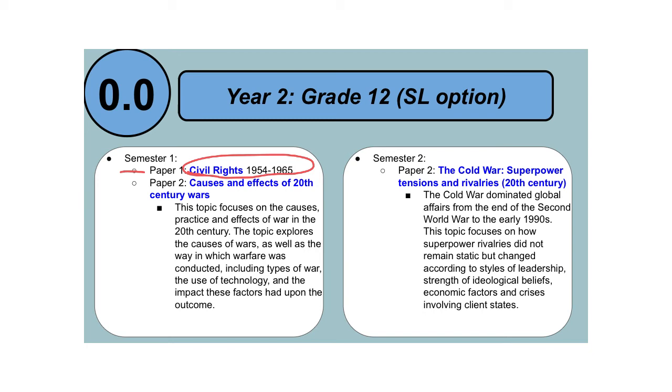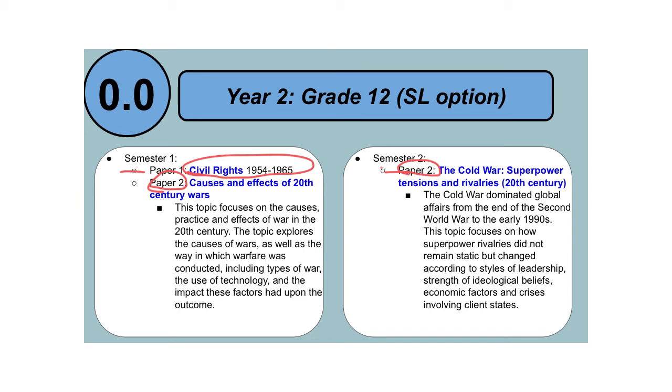If you choose to take the course at the SL level, then once you complete the Civil Rights unit, you will actually work on 2 additional Paper 2 topics, one in Semester 1 and one in Semester 2. Okay? And the first one that you'll work on in the first semester is Causes and Effects of the 20th Century Wars. You can pause the video at this point to read more about what that details right underneath there.